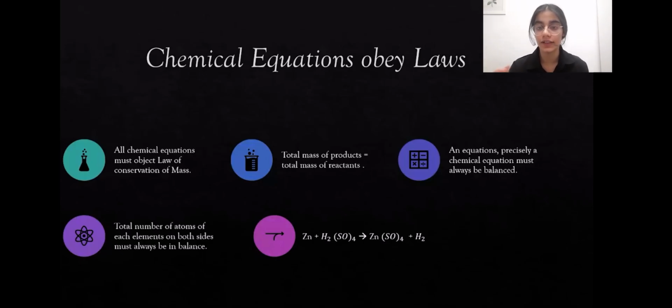We have written the chemical equation that represents this chemical reaction. If you see, one atom of zinc is on the right hand side and one atom of zinc is on the left hand side. Two atoms of hydrogen are on the left hand side and two atoms are on the right hand side. Similarly, one sulfate molecule is on the left hand side and one sulfate molecule is on the right hand side. Hence, there is no imbalance.